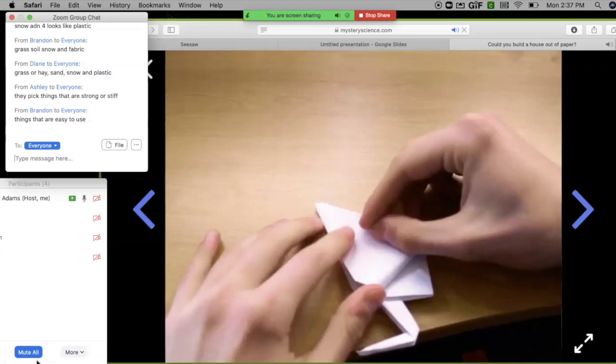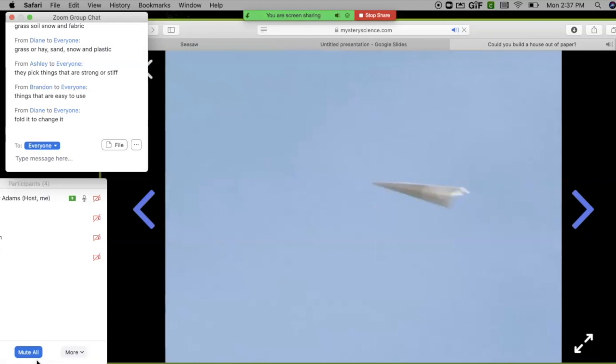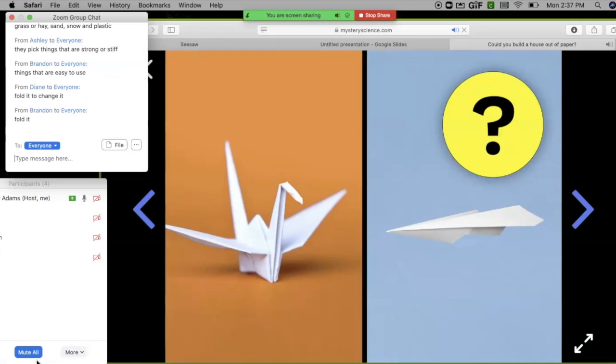Like, take a look at this. It's what's known as origami, paper that's been folded to make a certain shape. This paper bird stands up on its own rather than flopping over. Likewise, the wings of a paper airplane stay stiff and flat when you fly it. Do these examples give you any ideas about how you might change the properties of paper to make it better to build with?